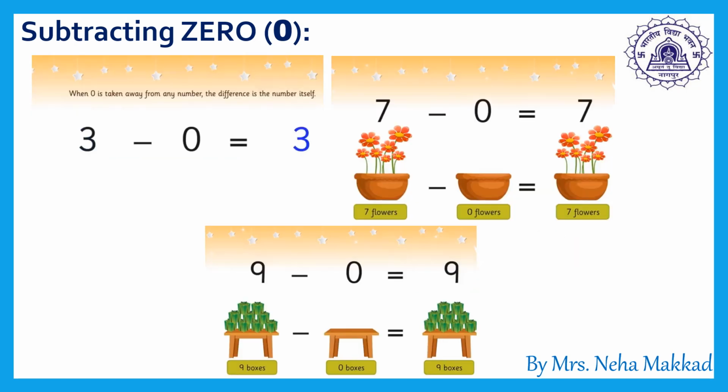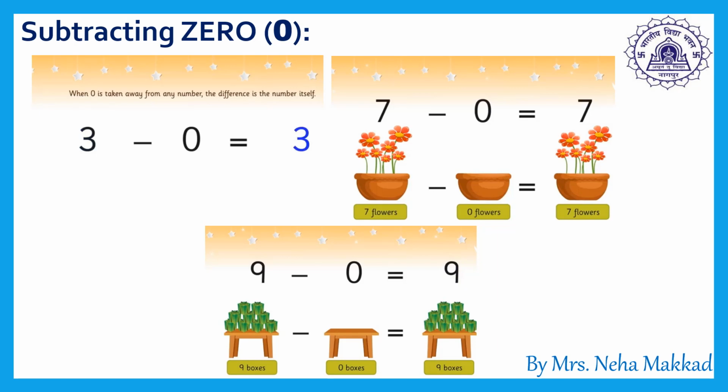Let us have a look at some examples. When 0 is taken away from any number, the answer or the difference is the number itself. Like you can see, when we subtract 0 from the number 3, the number or the answer that we get, the difference that we get is 3.